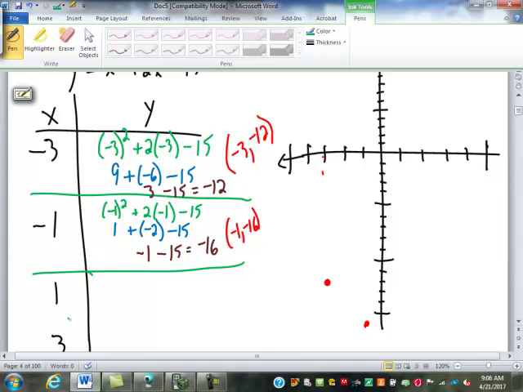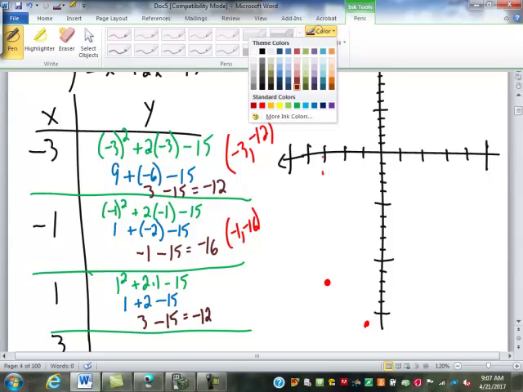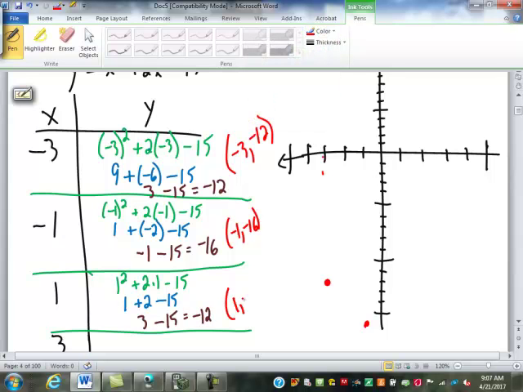So if x is positive 1, y is going to be 1 squared plus 2 times 1 minus 15. What is 1 squared? 1. Good. 2 times 1 is 2, minus 15. 1 plus 2 is 3. And 3 minus 15 is negative 12. So we get the ordered pair 1, negative 12. So this is obviously not going to be a straight line.